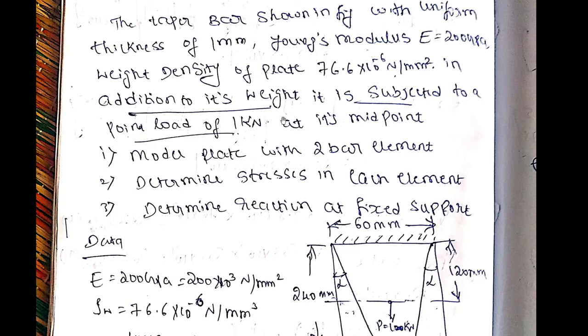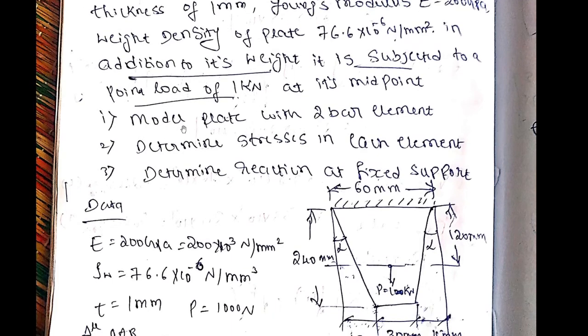See, they have given weight density. Weight density is given, which means what type of load is acting? Body force, and it is also subjected to a point load, that means axial force. Therefore, this is a combination of body force and axial force. Keep this in mind.